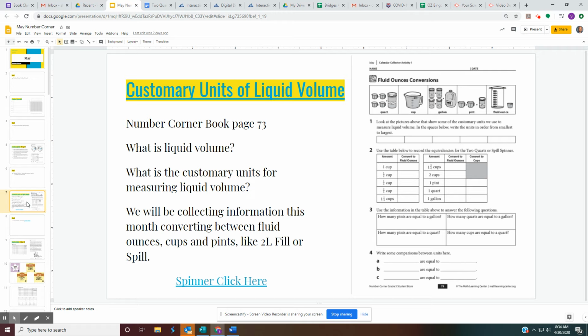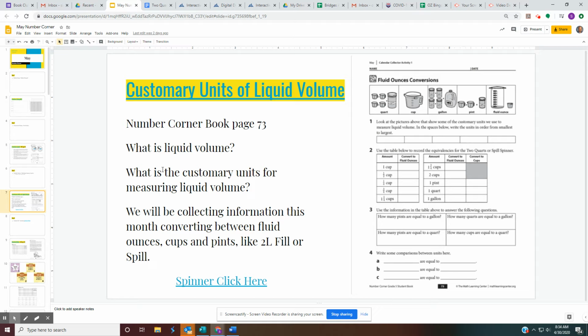But understand that we will be collecting those fluid ounces. So you're going to need a couple things. If you're going to participate with this, you're going to need a graduated cylinder, and you're going to need to have a collection jar that holds not 2 gallons, but 2 quarts or a half gallon.